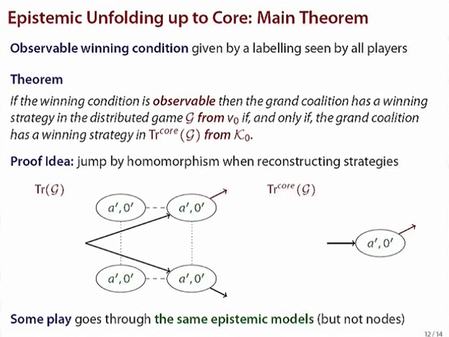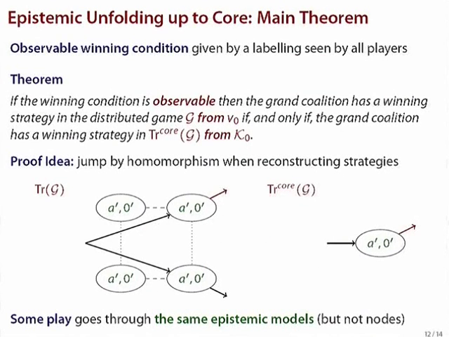Why is this still okay? Because we can find some play, that would be this one in this case, which goes through the same sequence of Kripke structures. And this small play was winning by assumption. So the coloring of this sequence of Kripke structures is right. And this gives us the result that since the condition is observable, we just care about the sequence of structures, and that's the play in the core is winning as well.